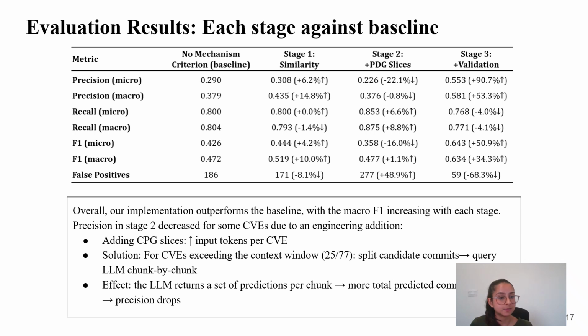We decided to split the candidate commits into different chunks and then query the LLM chunk by chunk. The effect of that was that the LLM returns a set of predictions per chunk, and then we aggregate those predictions together to form one group. That results in more total predicted commits, and again, that results in the precision dropping.